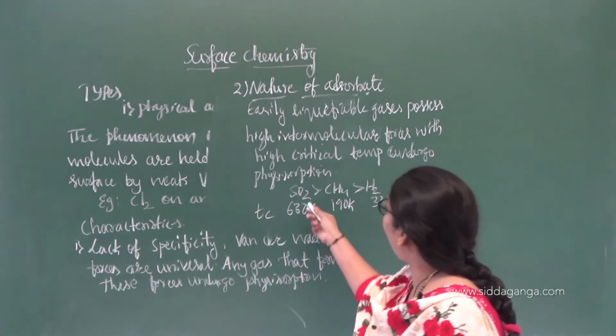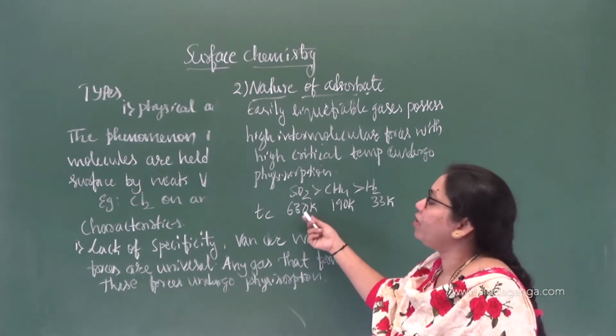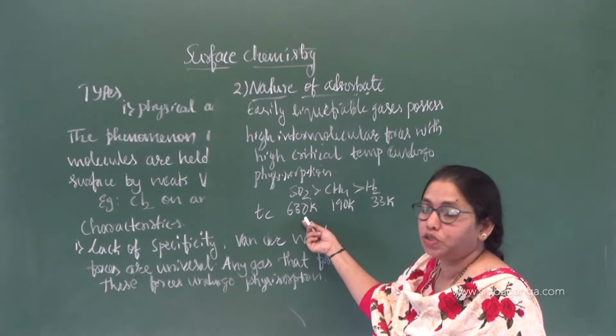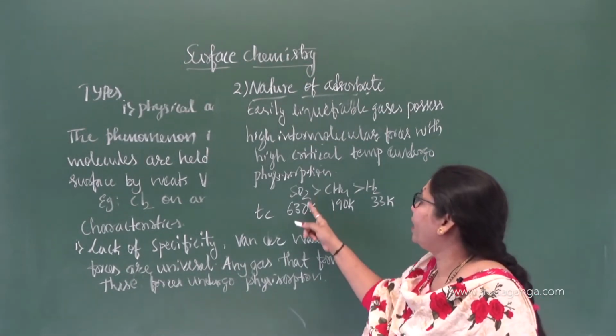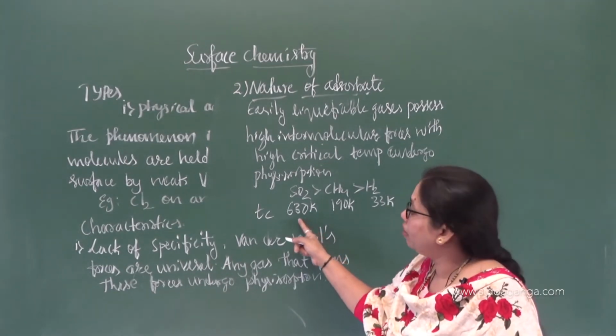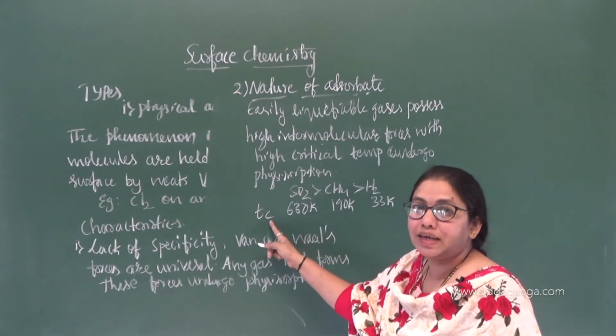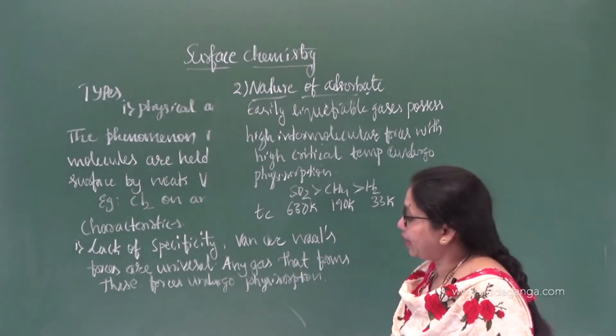Okay, so this is the order of adsorption. The higher the critical temperature, the higher the rate of adsorption. So out of these gases, which will be easily adsorbed? Sulfur dioxide. Why? Because it has higher intermolecular forces of attraction because of its highest critical temperature. Are you getting the concept? So yes, that is the second difference.